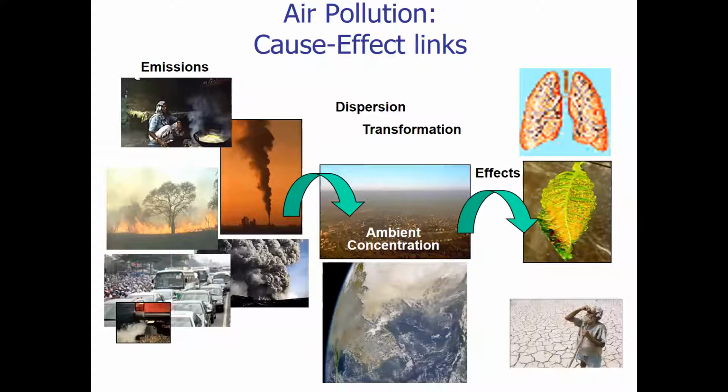With air pollution, we normally think of the cause and effect links. The cause, of course, is the emission. So we have emission from cooking, from forest fire, from industry, from natural sources, from traffic. And then once emitted, the pollutants are mixed in the air, up and down, back and forth, and transported by wind and establish a certain level in ambient air. We call it ambient concentration. And depending on the level in the air, we will see the effect on human health, on ecosystem, and atmosphere, like this picture of atmospheric brown clouds, and of course, climate.